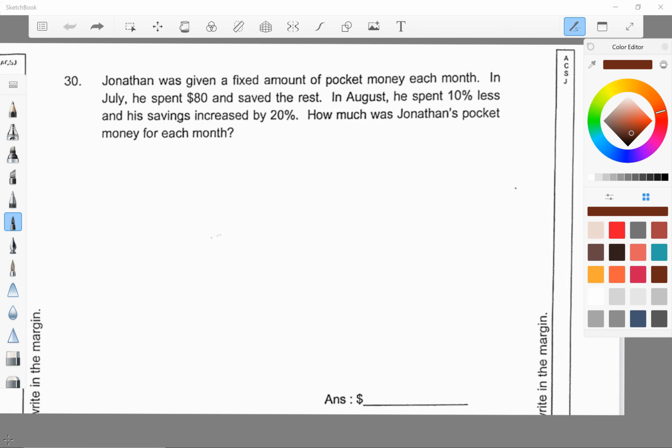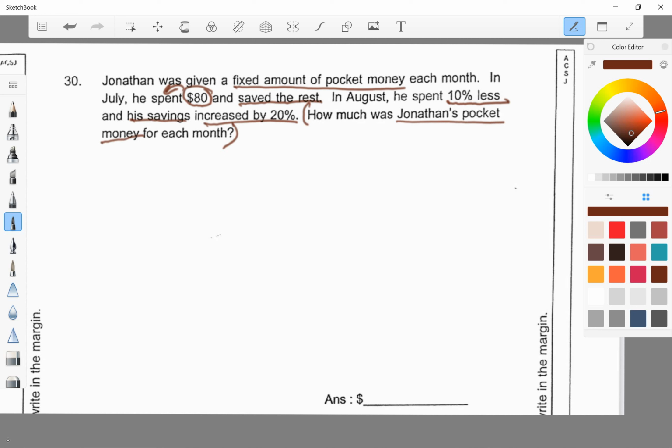Jonathan was given a fixed amount of pocket money each month. In July, he spent $80. So, fixed amount of pocket money, important. $80 spent, saved the rest. In August, he spent 10% less, and his savings increased by 20%. And they're asking us how much was Jonathan's pocket money each month.